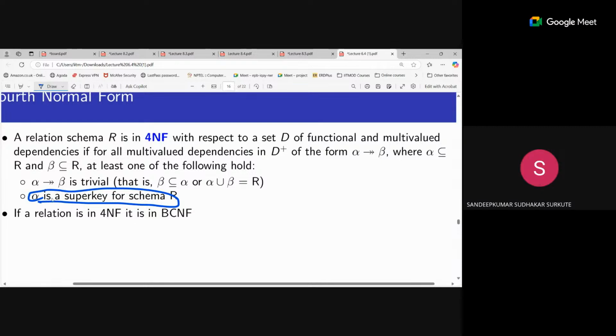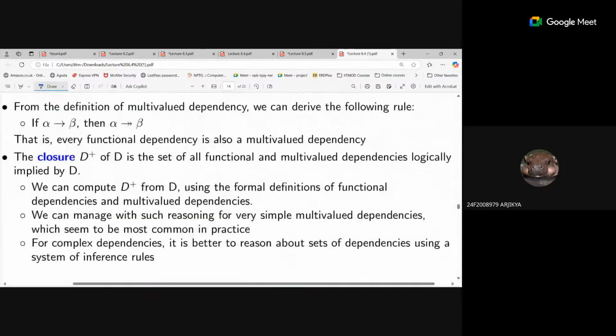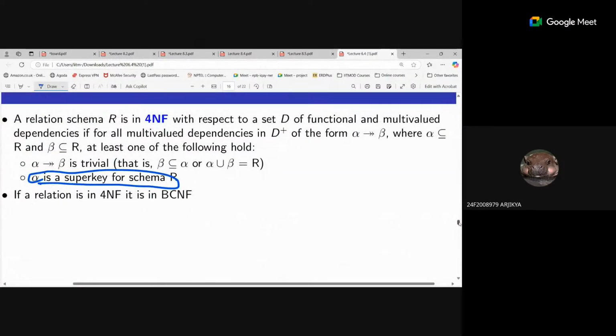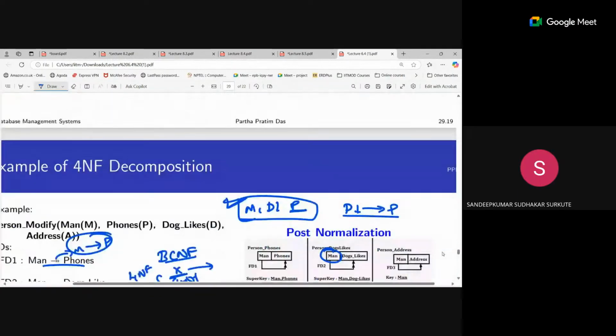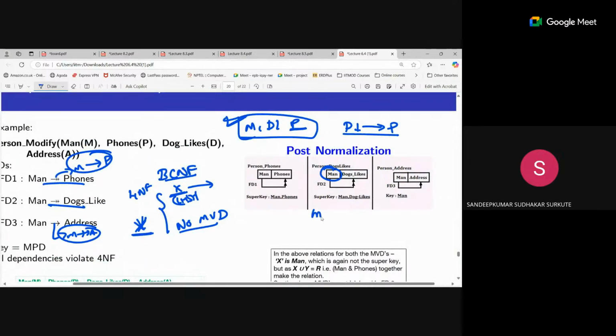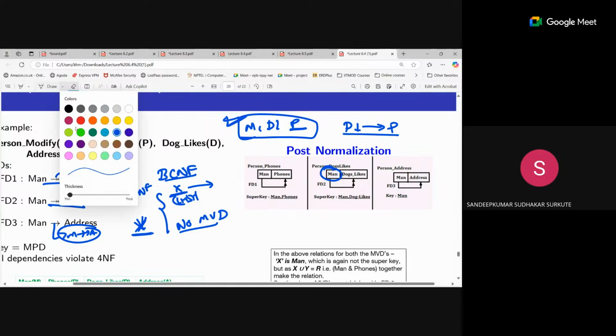Alpha is distinct from beta, no? Now you are mixing beta with alpha. These small alpha and beta are sets. I am taking alpha as the set of man, comma, dog likes. That becomes alpha, and that is a super key for the schema. Man, comma, dog likes determines what? Nothing. So you have two types of questions here. See, treat man as alpha and dog likes as beta.